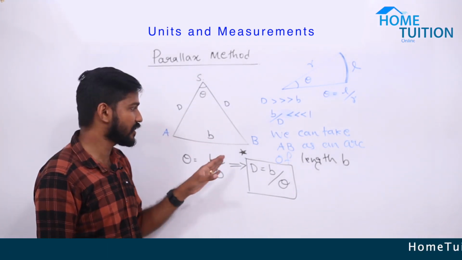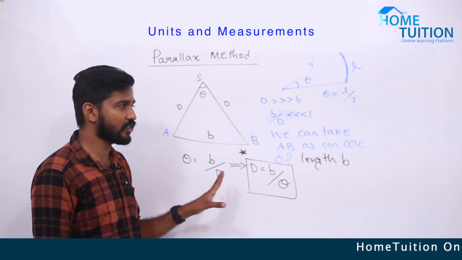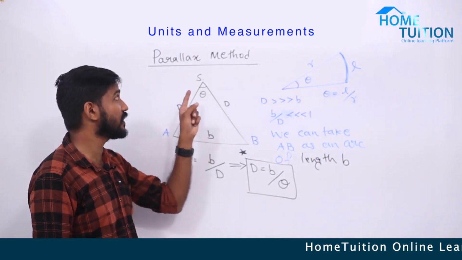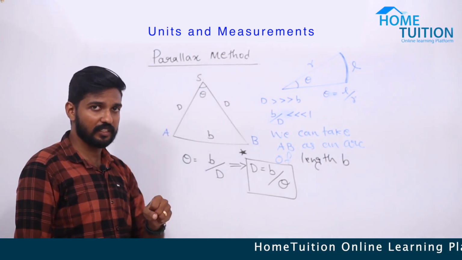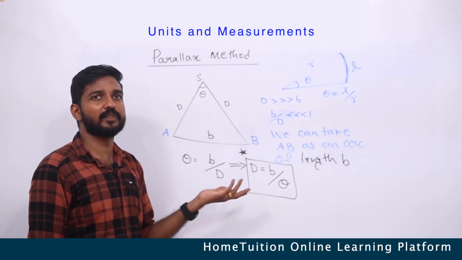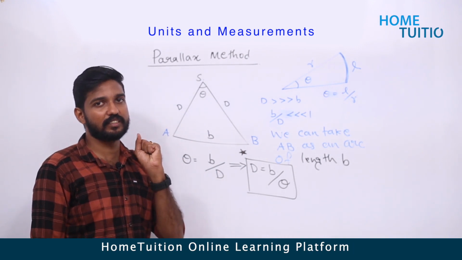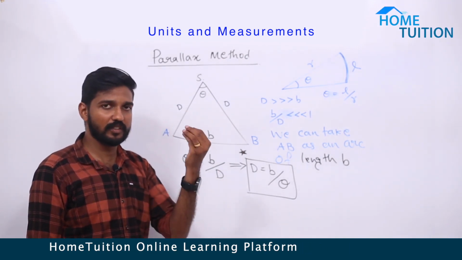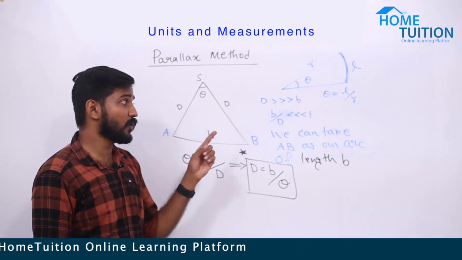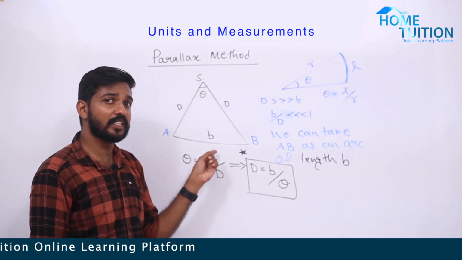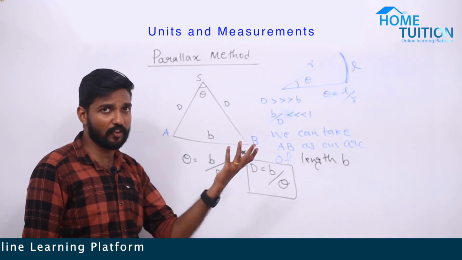Okay, I think this is clear to you. It's very important. So this method is called the parallax method, and it is used to measure the distance to the moon or planets. It can also be used to measure the angular diameter or diameter of a planet.